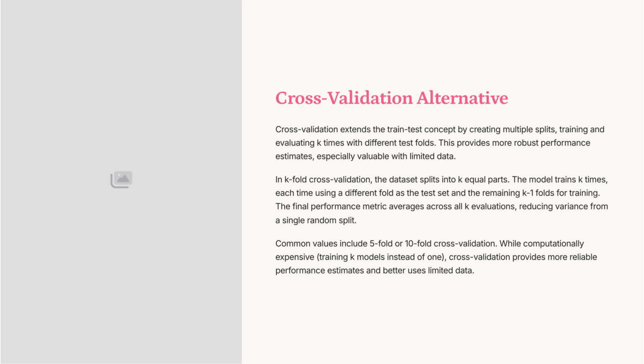Cross-validation enhances model evaluation by splitting data into K parts, training K times with different test folds. This method averages performance metrics across all evaluations, reducing variance from a single split. Despite being computationally intensive, it offers robust estimates, especially with limited data. Commonly, 5-fold or 10-fold cross-validation is used for reliable results.